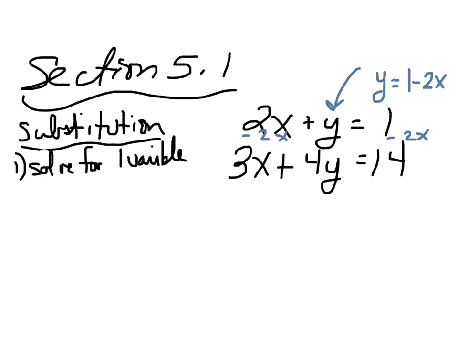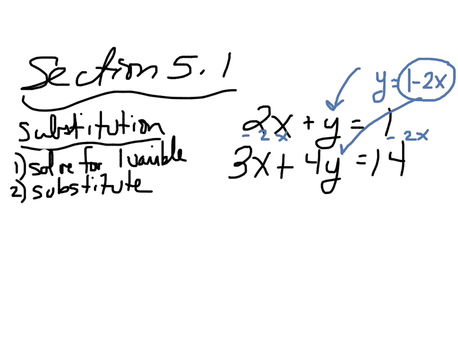Step 2 is you're going to substitute. Now what they want you to do for this is put this right here in for the y in the other equation. So it's going to look like this. 3x plus 4, now I'm going to take the y out and put 1 minus 2x, because that's what we solved for, equals 14. And now from here you have to solve for whatever variable is left over.